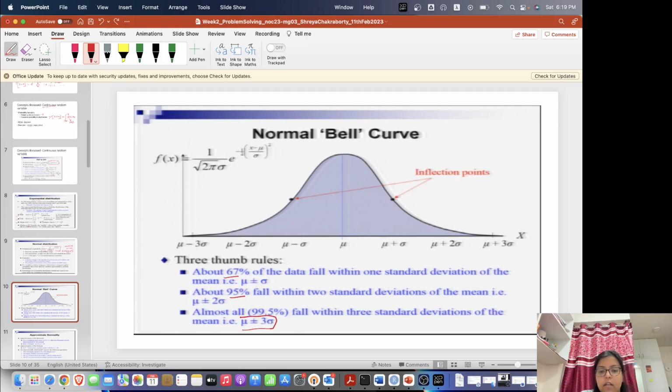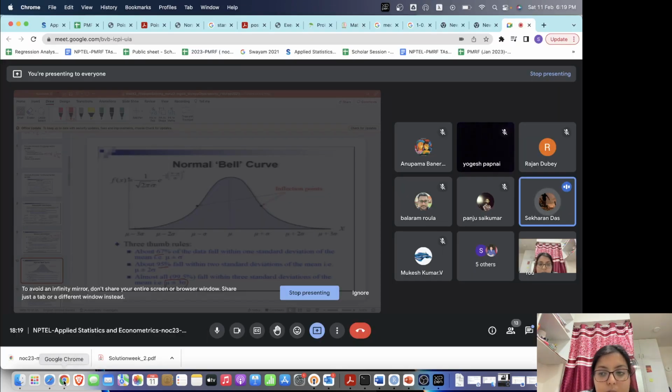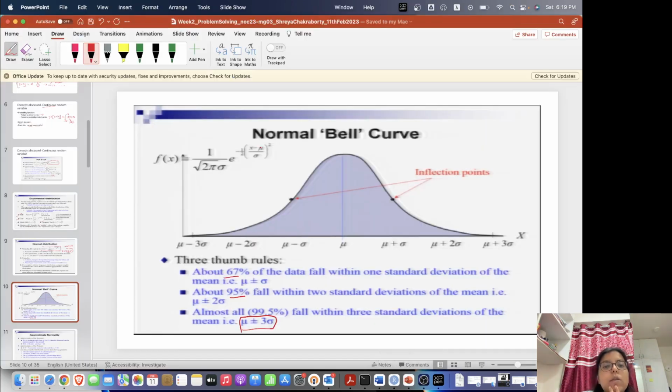Ma'am, can I ask one question? Yeah, sure. Ma'am, where do we get this functional form, the 1 by root 2 pi sigma times e to the power? So this was discovered by Gauss, and exactly how to derive it I don't know, but this is a PDF. If you integrate from minus infinity to plus infinity, you will get this equal to 1.